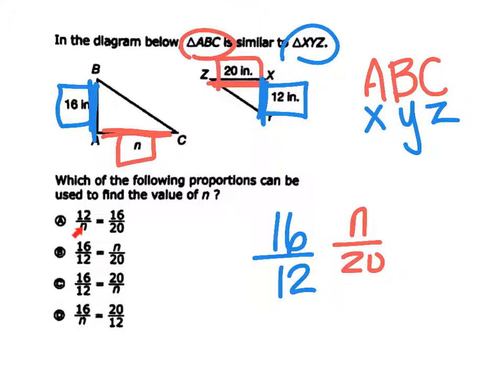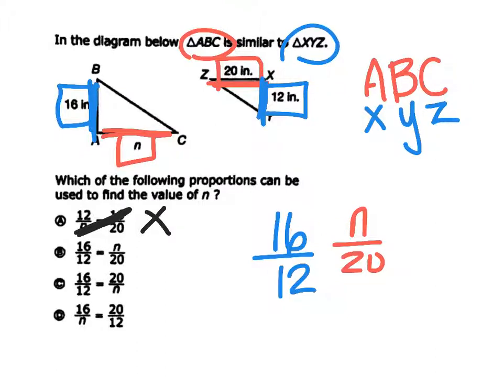A has 12 and N. Okay, I don't have 12 with N anyway over here. That is totally not going to work out. So I am going to cross out 16 diagonal from N because that's not what I show. I show they should be sideways.